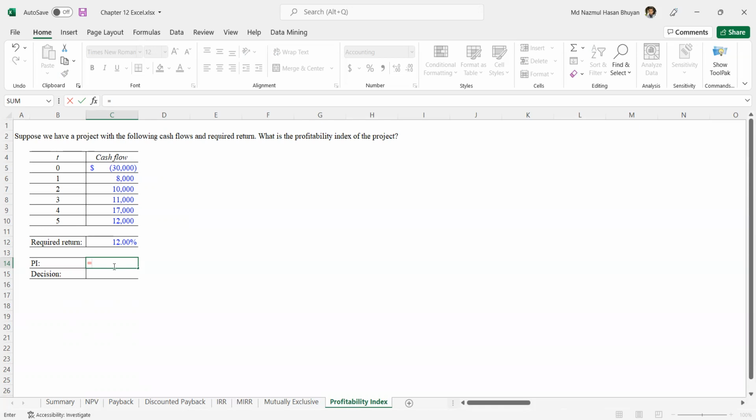So NPV, rate, all the future cash flows over the absolute value of your initial investment. Hit enter. Your profitability index in this case is 1.35, which is greater than 1. So the decision should be accept.